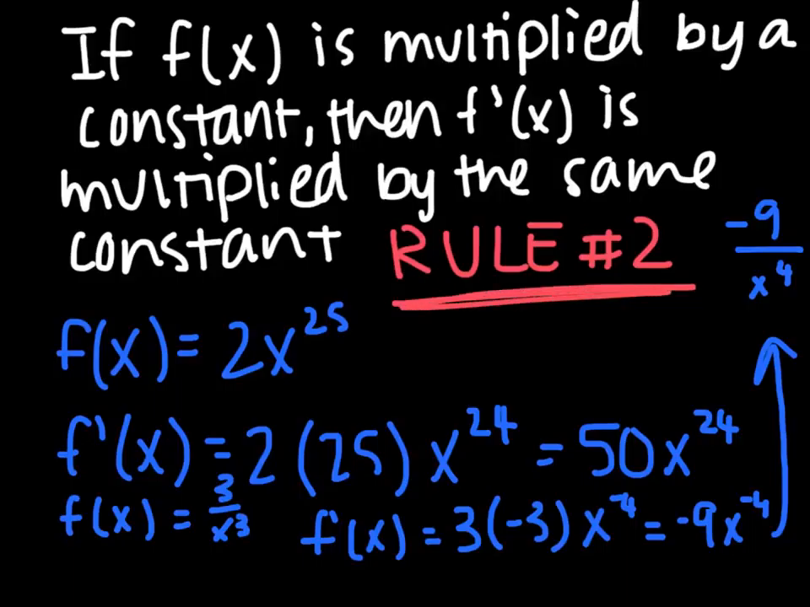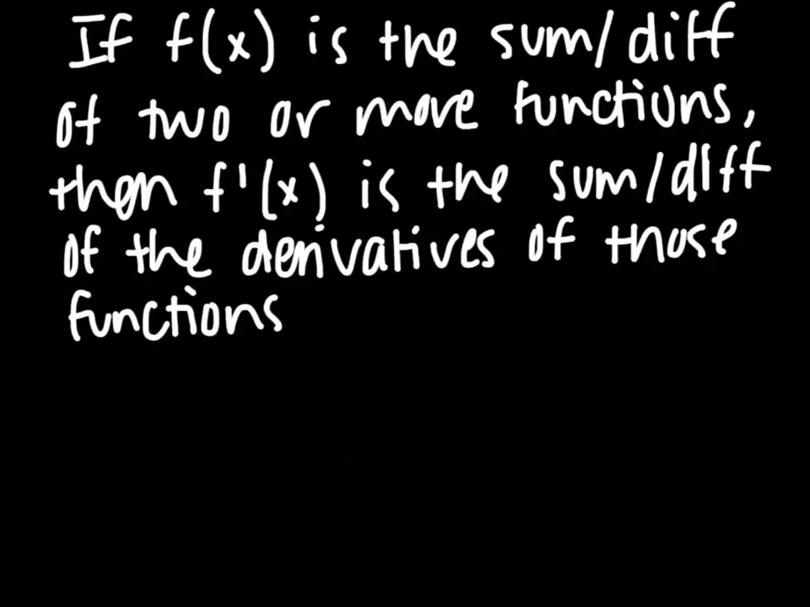And now, the last and final rule. Okay, so here we have rule number 3, the last and final one. If f of x is the sum or difference of 2 or more functions, then f prime of x, or the derivative of f of x, is the sum or difference of the derivatives of those functions. So let's just look at an example here.